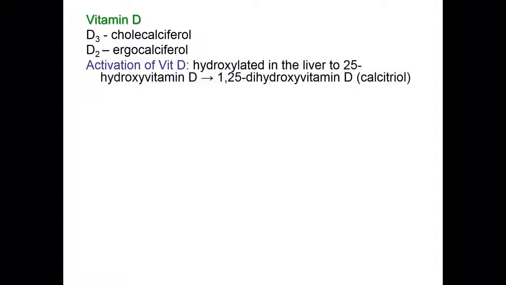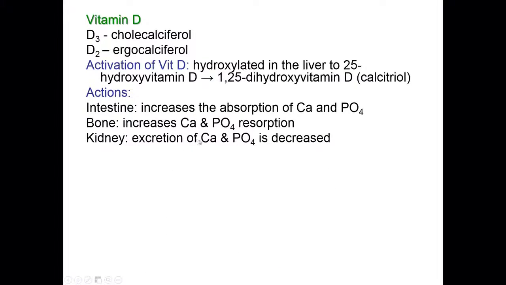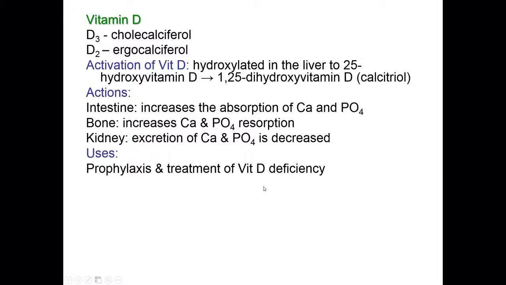Next hormone is vitamin D. Vitamin D exists in 2 forms in the diet, D3 and D2. Now the first is activation of vitamin D. As I said before, the first step occurs in the liver, and the next step occurs in the kidney. Intestine actions: it increases absorption of calcium and phosphate, and in the bone it increases calcium and phosphate resorption, and in the kidney, sorry, there is decreased excretion of calcium and phosphate.